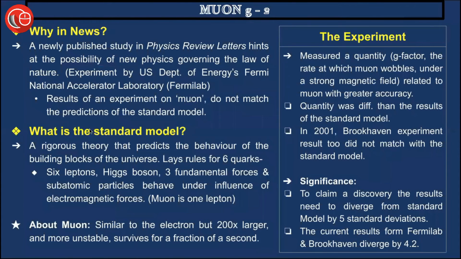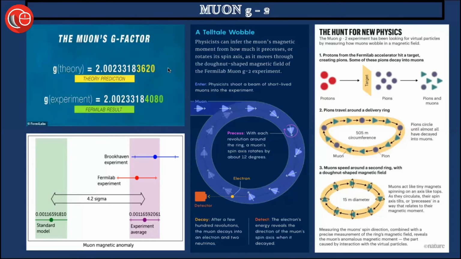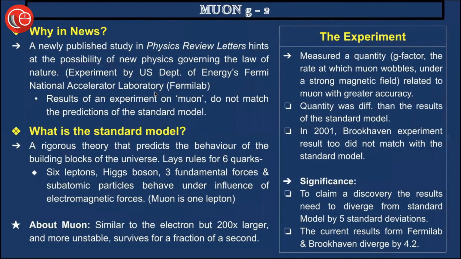So it was seen that the model which was previously followed, and the value of G which was followed before, has now a new addition, and a new value is seen. So the standard model which determined this value is in question. Now let's see what a standard model is.